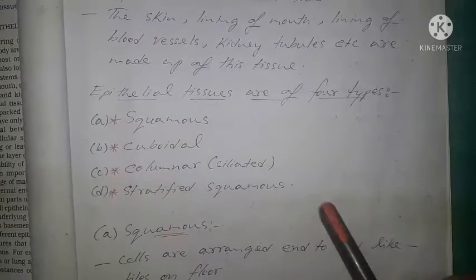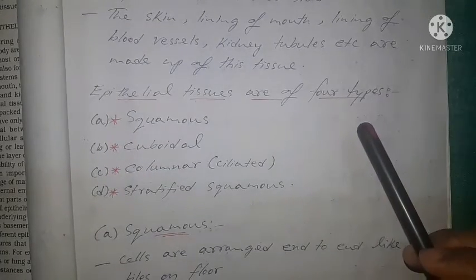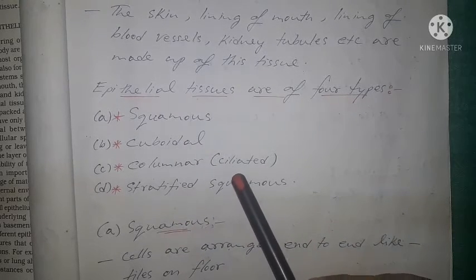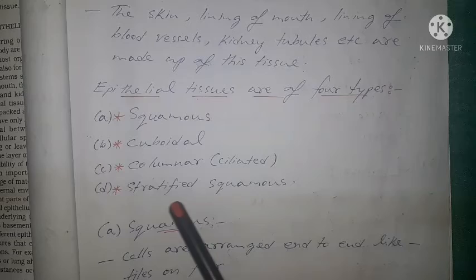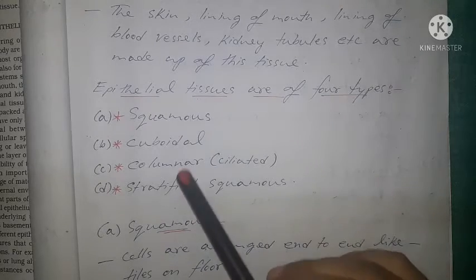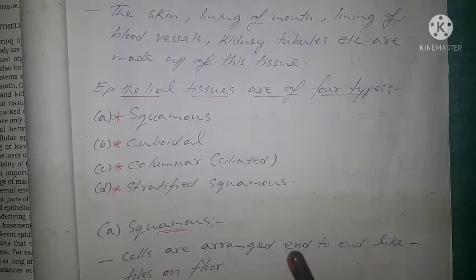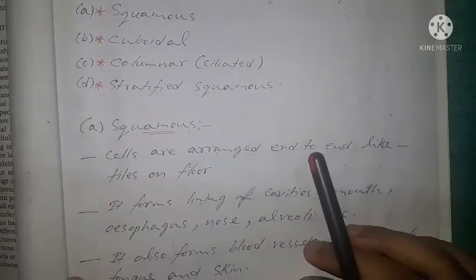Epithelial tissues are again classified into four types, that is squamous, cuboidal, columnar, sometimes ciliated, and stratified squamous. So the first one is squamous.